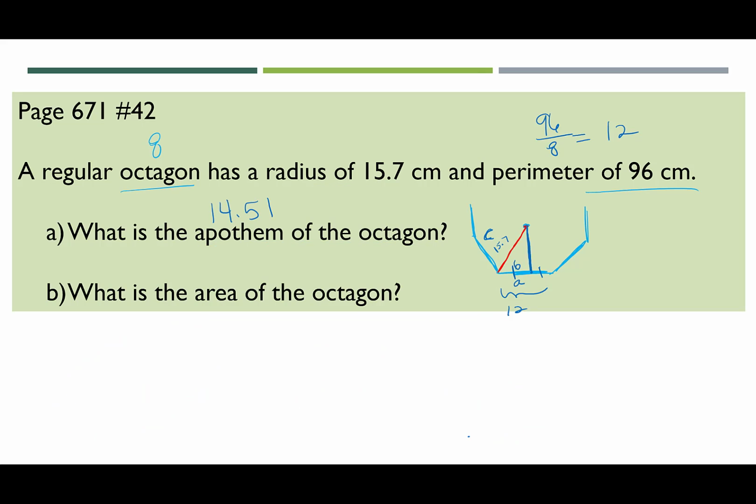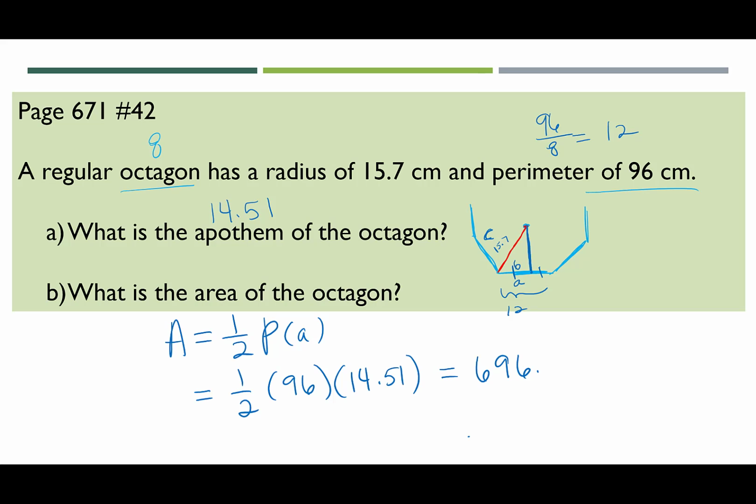And this last question asks for the area of the octagon. That formula is area equals 1/2 perimeter times apothem. Now that we found the apothem in part A, it's just a matter of plugging and chugging. So we'll do 1/2 times 96 times 14.51, and that equals 696.48 centimeters squared. That is the area of the octagon.